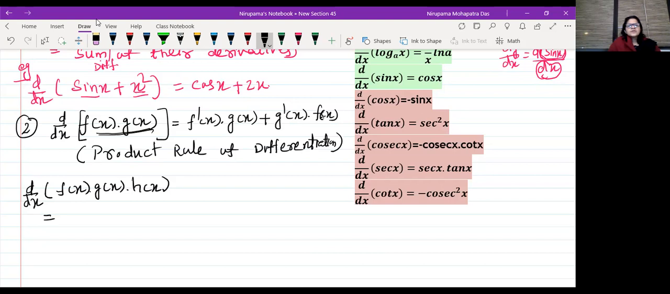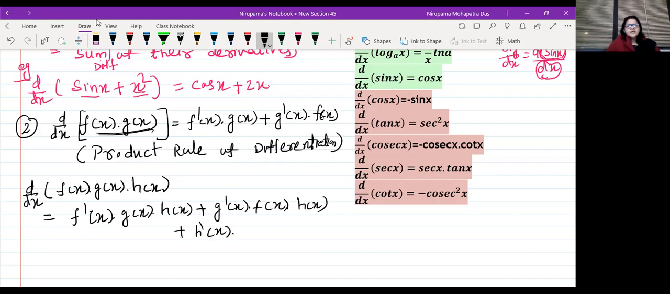Taking two functions g(x) into h(x) as one function and f(x) as the second function, we can derive it that way. But I am just telling you how to do it. Here f'(x) into g(x) h(x) plus g'(x) into f(x) into h(x) plus h'(x) into f(x) into g(x). So here also the similar principle: at a time we differentiate one function and we keep the remaining two free.